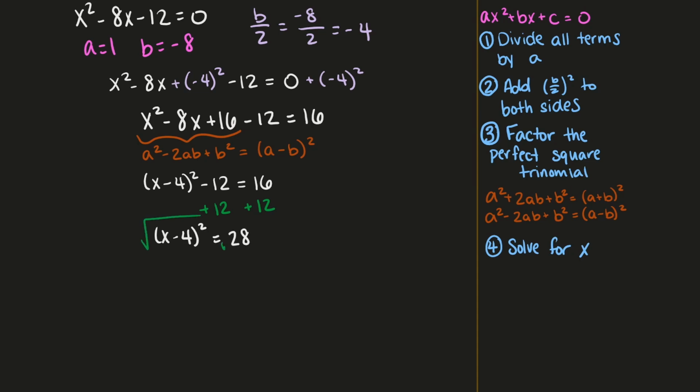Take the square root of both sides. On the left side, we're left with x minus 4, and on the right side, our square root of 28 can be simplified. 28 is equal to 4 times 7. The square root of 4 is 2, and the square root of 7 cannot be simplified. So we can rewrite this as the positive and negative 2 times the square root of 7. Add 4 to both sides, and our x is equal to 4 plus or minus 2 times the square root of 7.